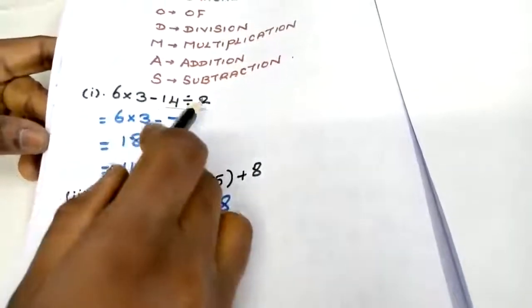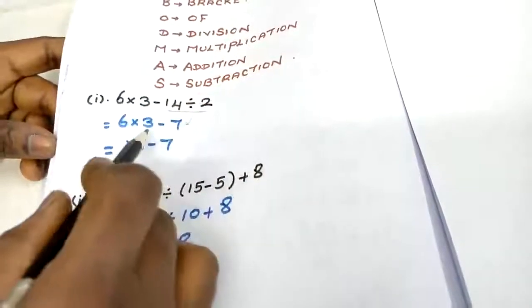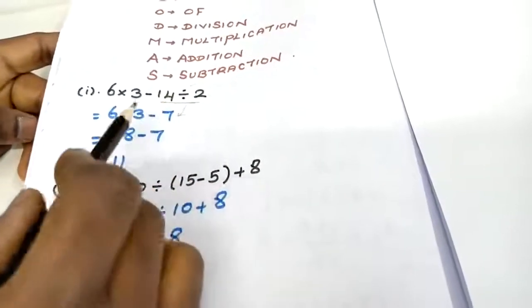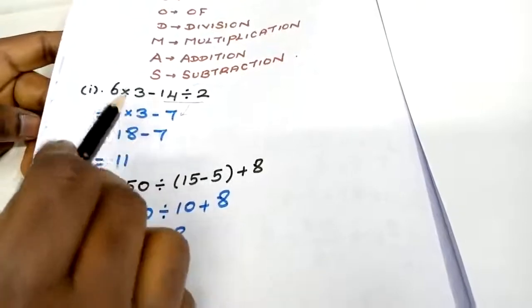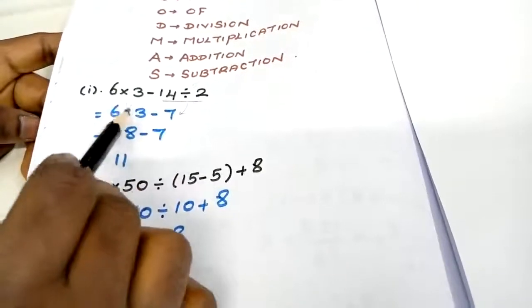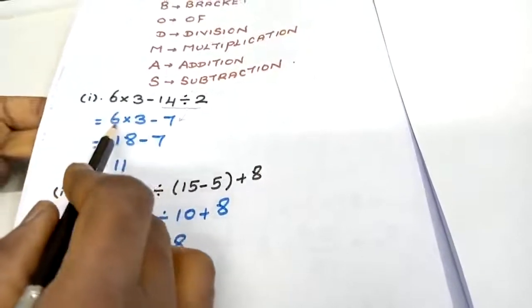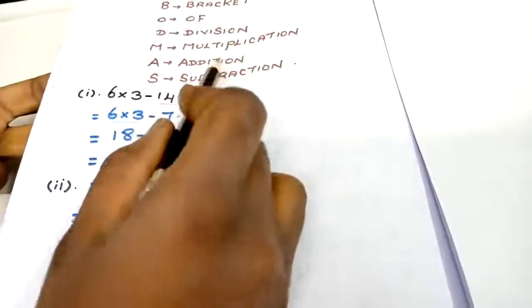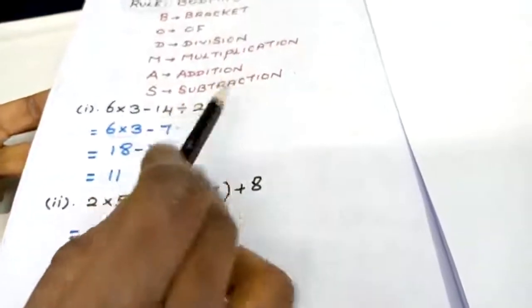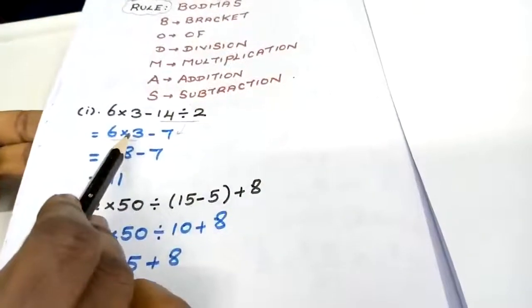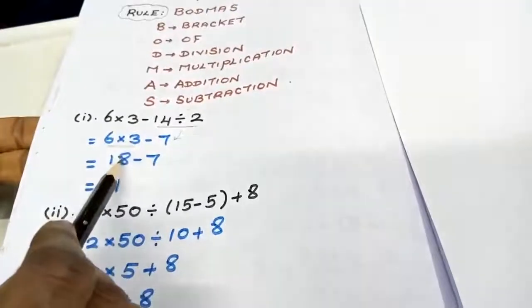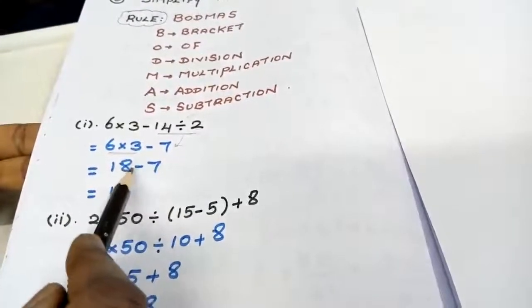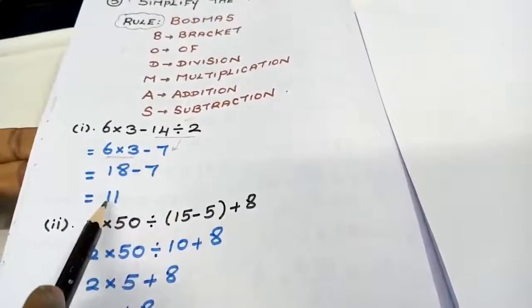After completing one calculation, after division, in the next step I do not have division. Next I come to multiplication and subtraction. Which one is first? Multiplication gets the second place. So what is the order? Division, multiplication, addition and subtraction. Division is over, students. Next I come to multiplication: 6 threes are 18. 18 minus 7. So automatically we have only one calculation. If I calculate, I get the answer as 11.